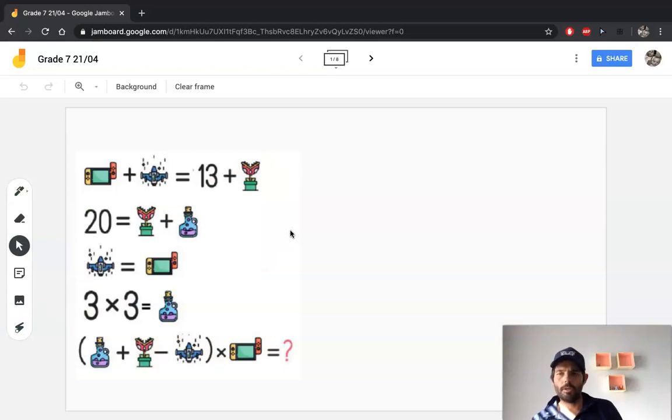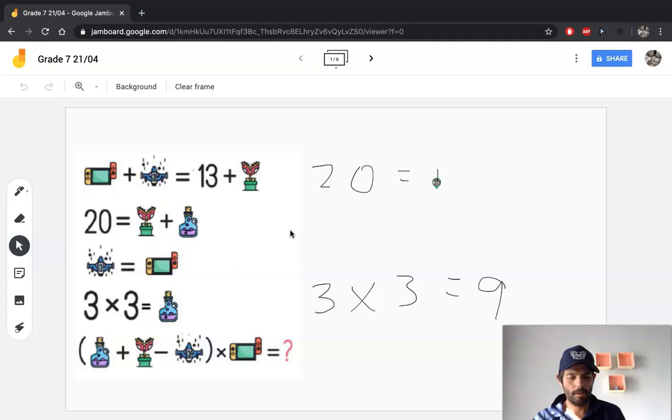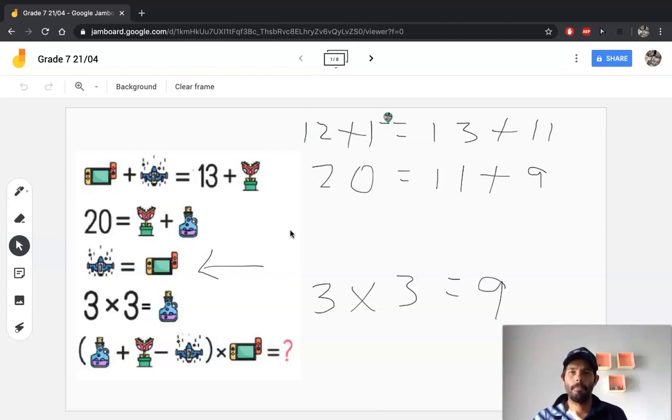So the first thing I'm going to look at there is the fourth line where it says 3 times 3. So the potion is going to be 9. Okay. If my potion is 9, then I know that 20 equals 11 plus 9. So the fly trap is 11. So at the top, I'm going to have 13 plus 11. And then if I have a look at the third line where both symbols are equal to each other, 24 divided by 2 must be 12 plus 12. Okay, and we know 12 equals 12 over here.